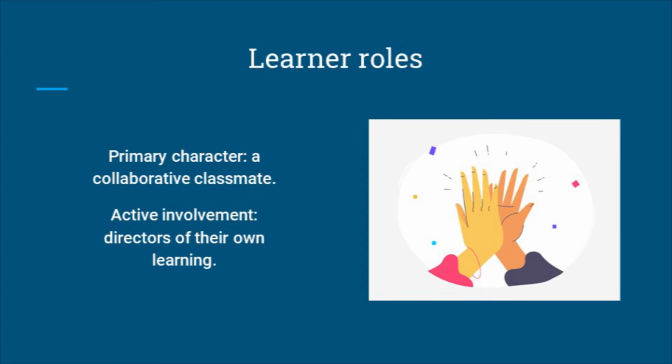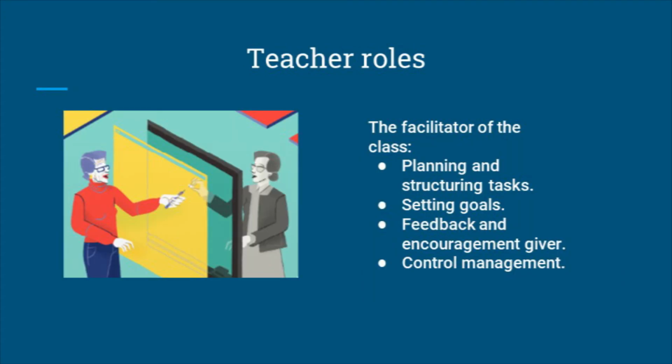We continue with learner roles. In a group, the primary character of a learner is to be a collaborative classmate. Learners are actively involved as the directors of their own learning by planning, monitoring, and evaluating. On the other hand, teachers are expected to be the facilitators of the class.